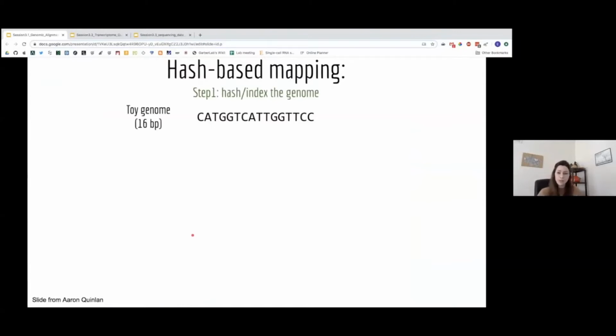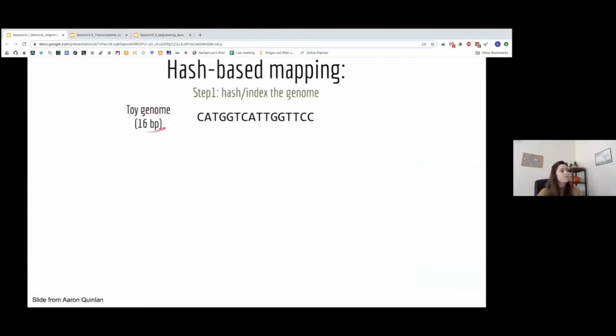So the answer to that is that aligners create indices. So what is an index? It's just like the index for a book. So it allows you to quickly find sequences that are contained in it. So we'll go through this example for a hash-based index, and we'll see if it becomes more clear.